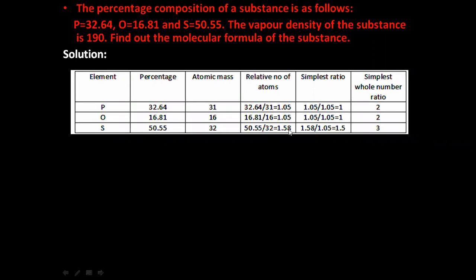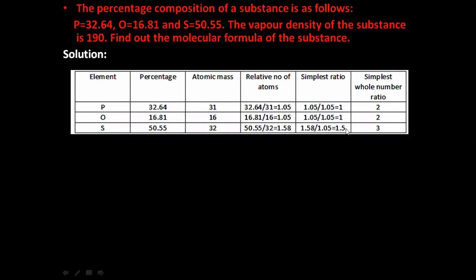Then we try to get the simplest atomic ratio. How do we get the simplest atomic ratio? We divide by the smallest one, that is 1.05. So 1.05 divided by 1.05 gives you 1, 1.05 divided by 1.05, again 1, and 1.58 divided by 1.05 gives you 1.5. So if you see over here, it is not a whole number ratio. It is 1, 1, and 1.5.